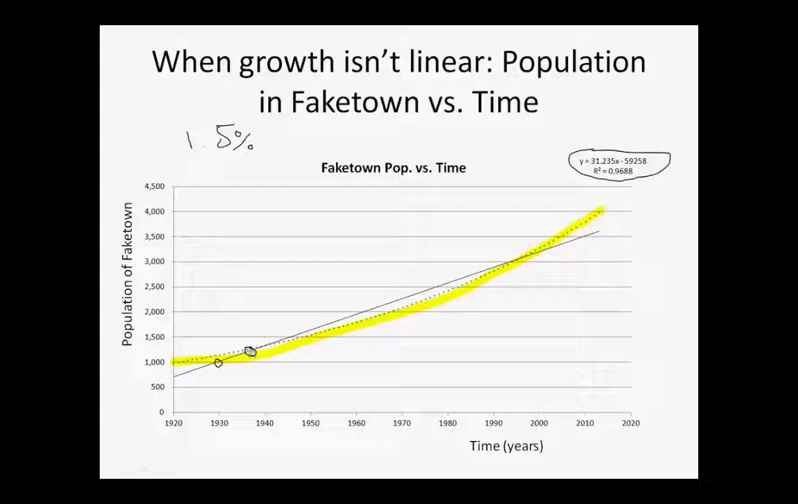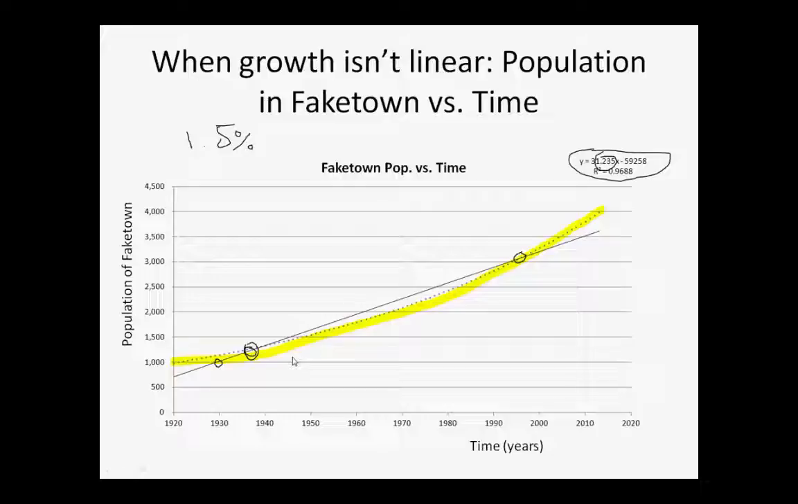Because it's 1.5% of 1,015, not 1.5% of just 1,000 anymore. So this is not a linear gain. It's not like I'm going to gain 31 people each year. That doesn't make any sense. I'm actually going to gain more than that in some years and less than that in other years. And as you can see, the line kind of misses most years here. It's not quite right, except for in a couple of places.